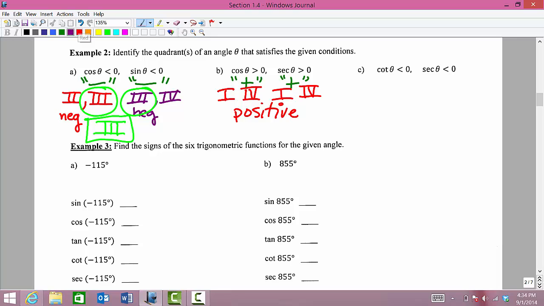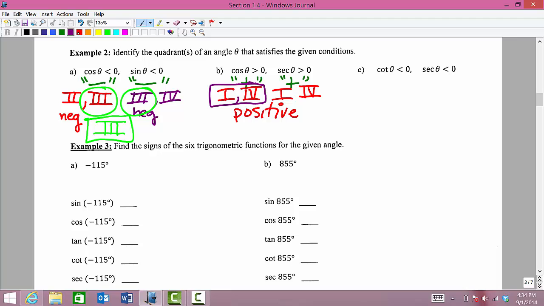So we have more than one quadrant which we could be describing. We could be describing quadrant 1 and quadrant 4. Both of those would satisfy the conditions for where theta could lie if cosine is positive and also secant is positive.